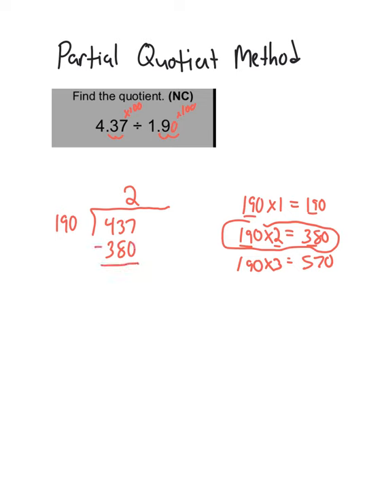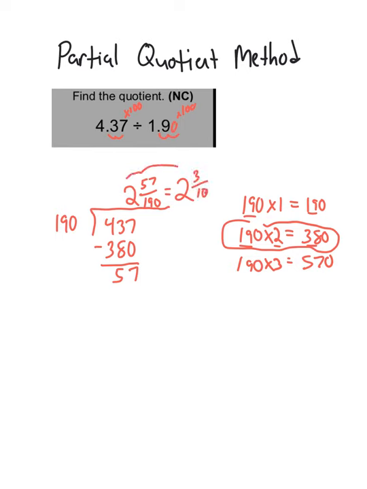And I'm going to subtract. 43 minus 38 is 5, and I get 57 left over. Now, since 57 is less than 190, I'm just going to go ahead and write this as 2 and 57 190ths. Now, if you reduce that, it will reduce to 2 and 3/10.